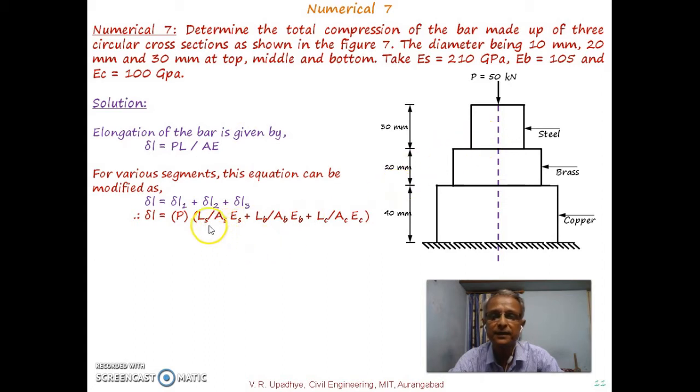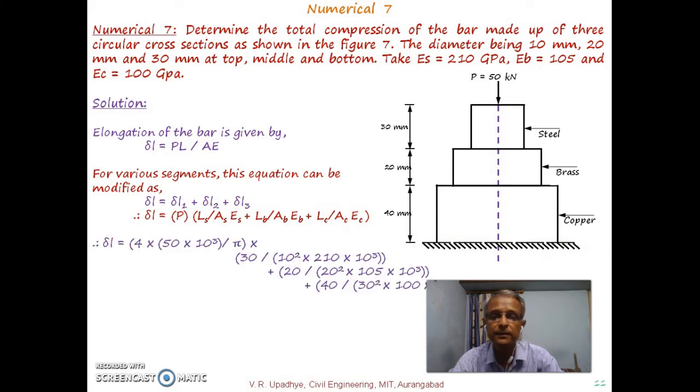or for steel it is written as LS divided by AS ES, plus now again P will be over here for brass, so that is taken out, and the remaining part is length of brass divided by area of brass and Young's modulus of brass. Similarly for copper, LC divided by AC EC. So what does it give?